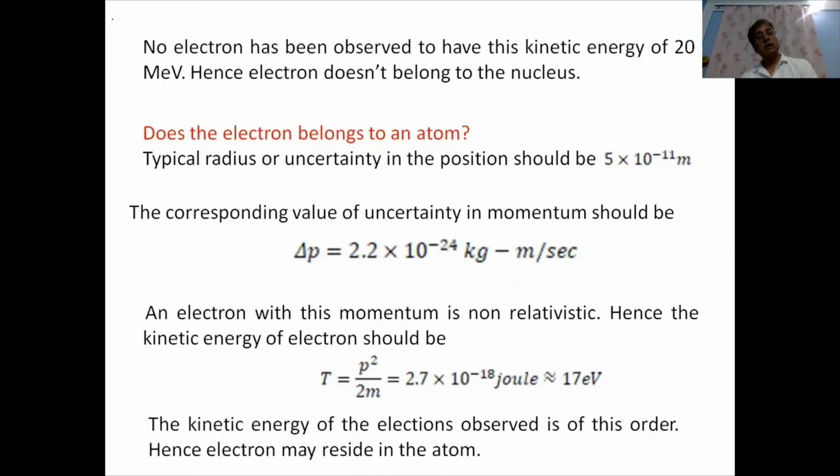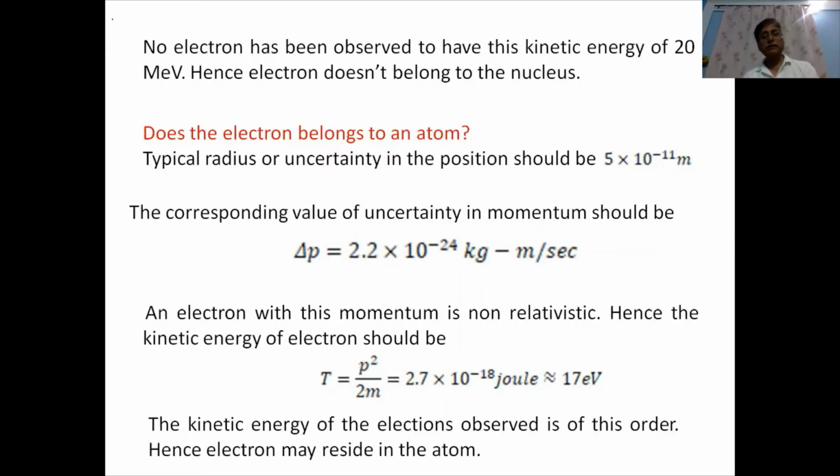Then the next question: does the electron belong to the atom? In the same way we have to proceed. Let us take the first Bohr radius, for example, that is 5 into 10 to the power of minus 11 meter. Naturally, the uncertainty in the position of the electron in the atom will be of this order only, 5 into 10 to the power of minus 11 meter. So if we take delta x equal to this much, then delta p, by the same relation delta x delta p greater than or equal to h cross, will come out to be 2.2 into 10 to the power of minus 24 kg meter per second.